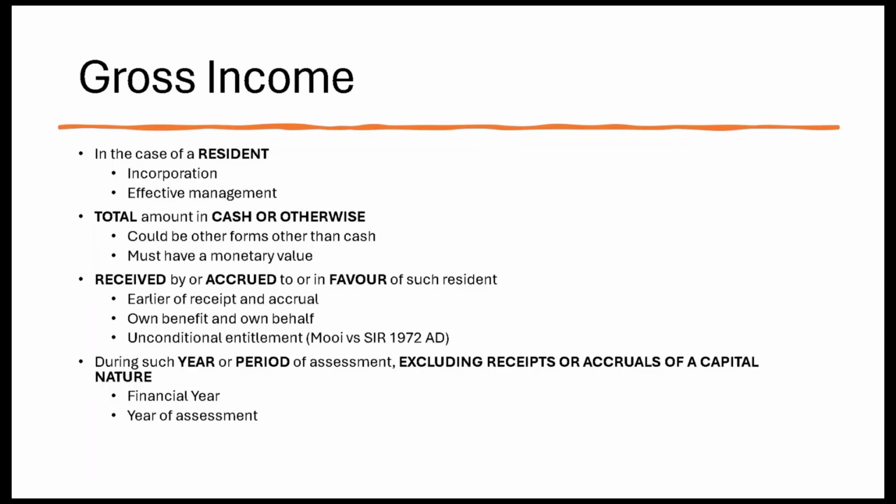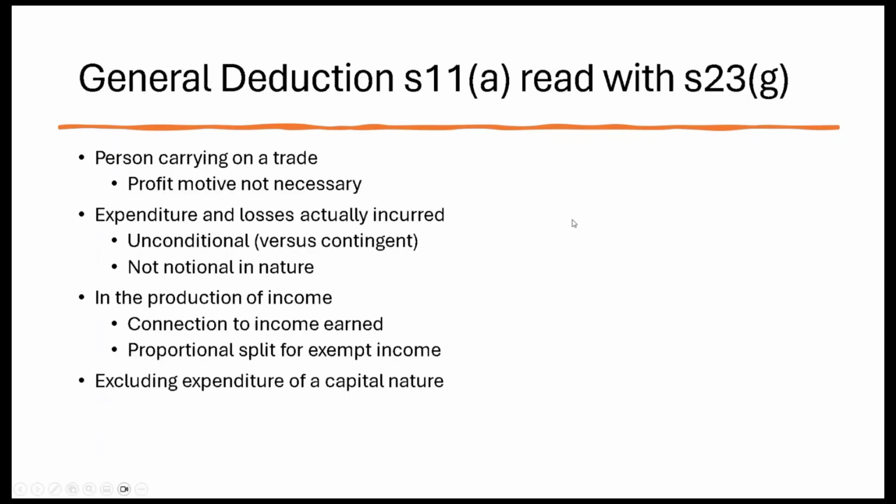So that's the gross income definition. Then we get to the general deduction formula. Very important to remember, carrying on a trade does not necessarily have to be a registered company. You could be carrying on a trade as an individual. And carrying on a trade does not require you to have profit as the motive for carrying on this trade.